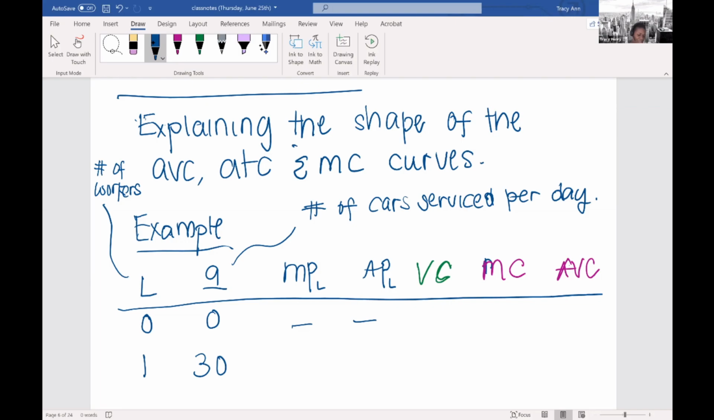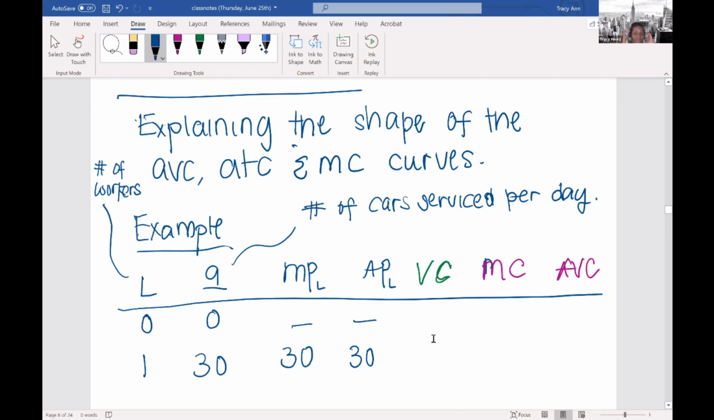So in that situation, my marginal product would be the change in quantity over the change in labor. I'm changing my quantity from 0 to 30, so 30 minus 0 over the change in labor, which is 1 minus 0. So my marginal product is equal to 30. My average product is also equal to 30, because average product is quantity divided by labor. Marginal is that change. So everything is 30 and 30.